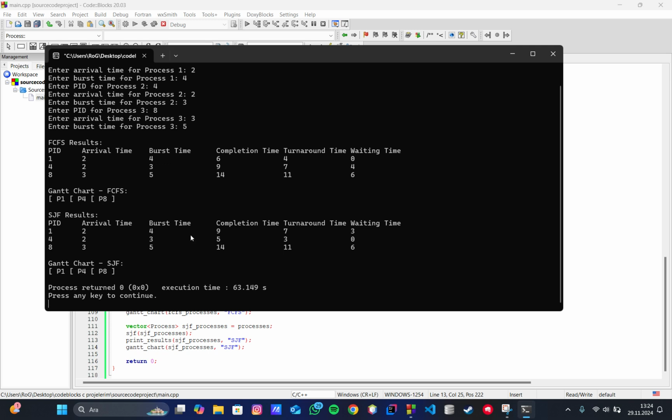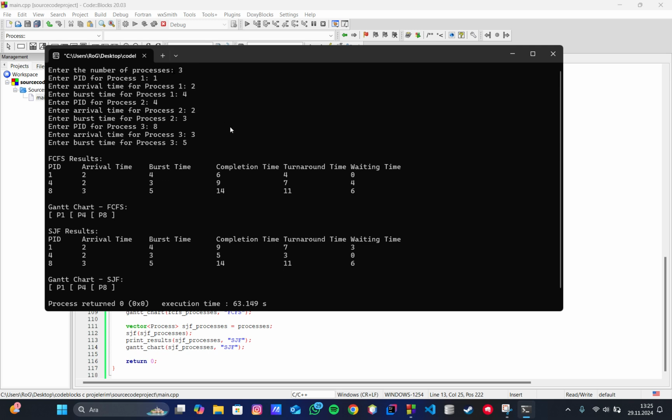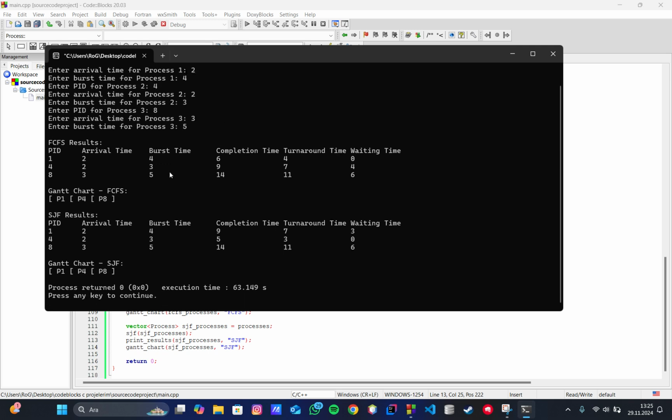So that's it. To summarize, this C++ program simulates process management using first come first served and shortest job first scheduling algorithms. It calculates completion time, turnaround time, and waiting time for each process you entered here. And there is a Gantt chart to visualize the order of execution for both algorithms, as you can see here and here.